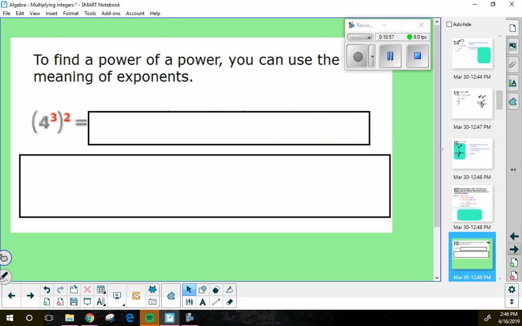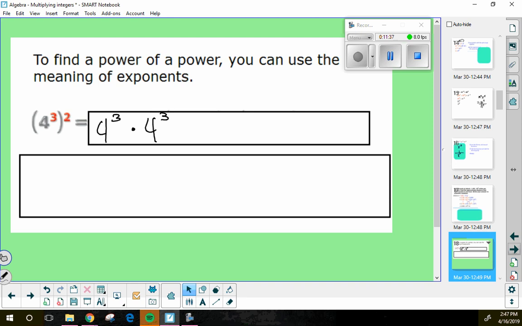Okay, now get your foldable out, and all the rest of the examples are going to be in our foldable. It's perfect. I just want you looking up here. Your foldable's out in front of you. This is a power to a power, and basically this says take 4 to the third, or 4 cubed, and multiply it by itself 2 times. So this is 4 to the third times 4 to the third, yes?